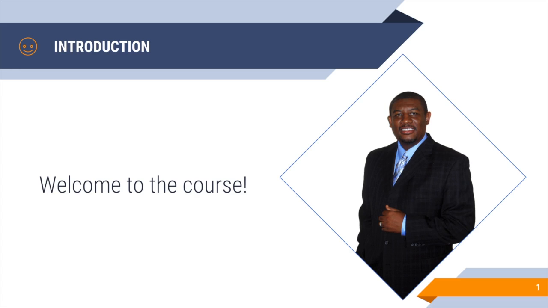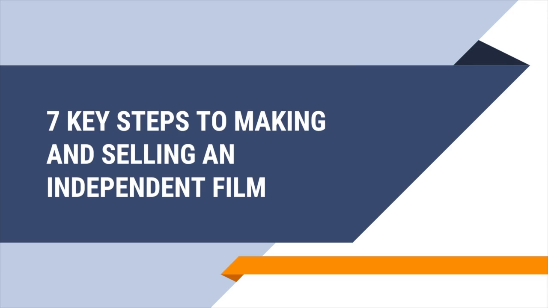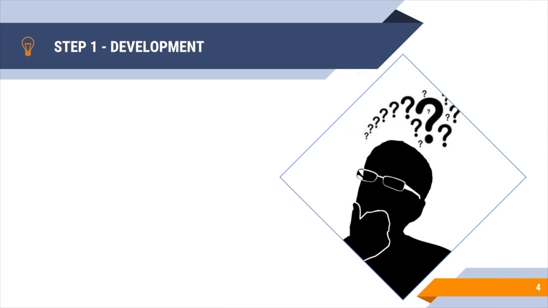Let's get started. Producing independent films for profit and residual income. All right, there are 7 key steps to making and selling an independent film. Let's get into the first step. All right, step 1, development. This is where you decide what type of film you're going to make.